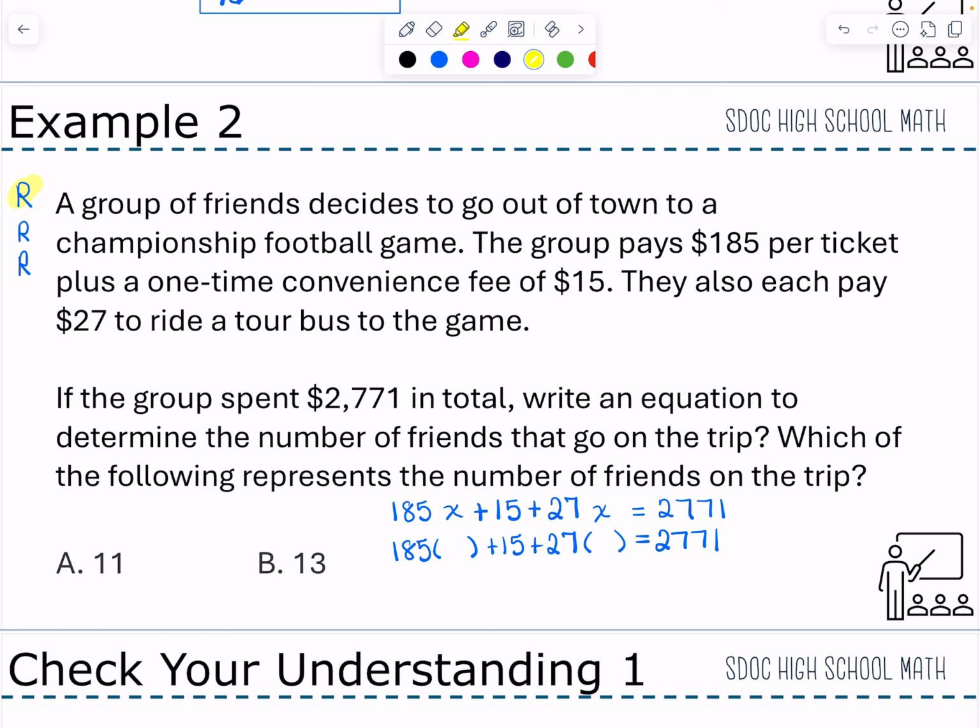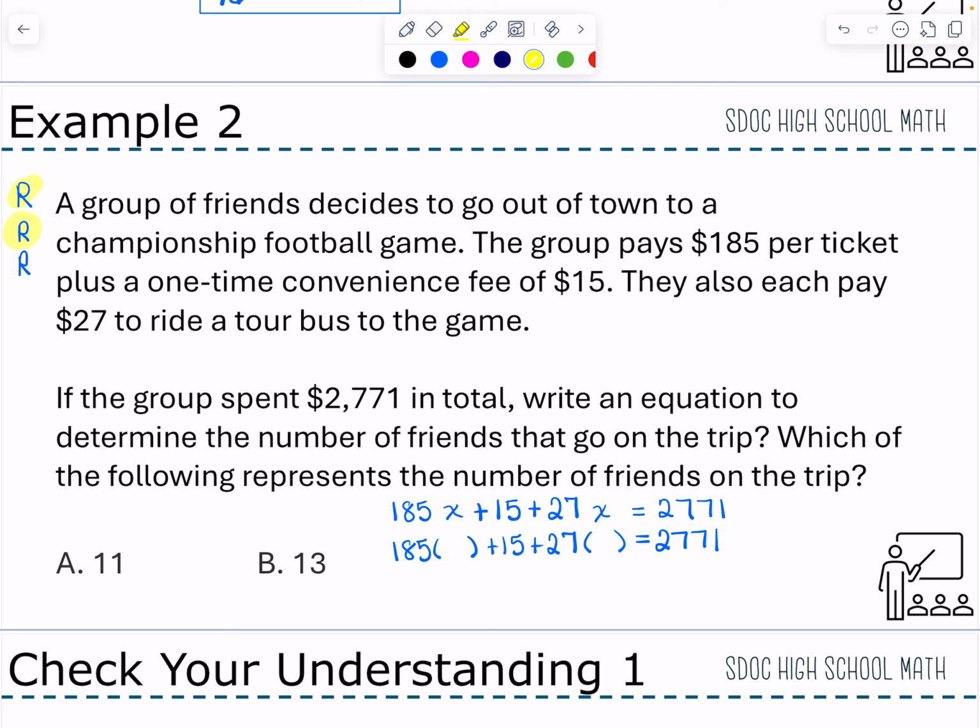If the group spent $2,771 in total, write an equation to determine the number of friends that go on the trip. Which of the following represents the number of friends on the trip? Okay, now let's read it again and highlight what's important.